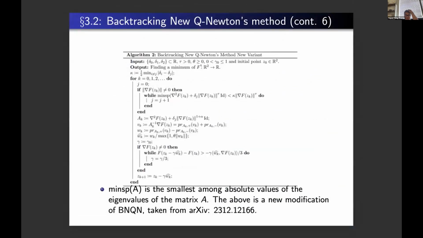And here is the algorithm, just like what I said. The first step is to choose the delta. We add in the correction for the Hessian matrix, and the three or four lines in between are to change the size of the negative eigenvalues, and the last one, the while loop, is to check the Armijo condition.